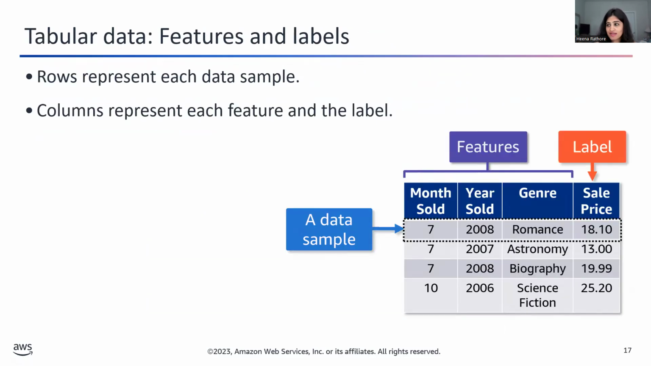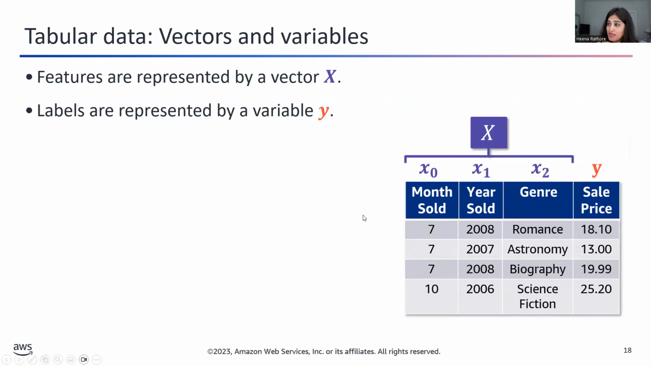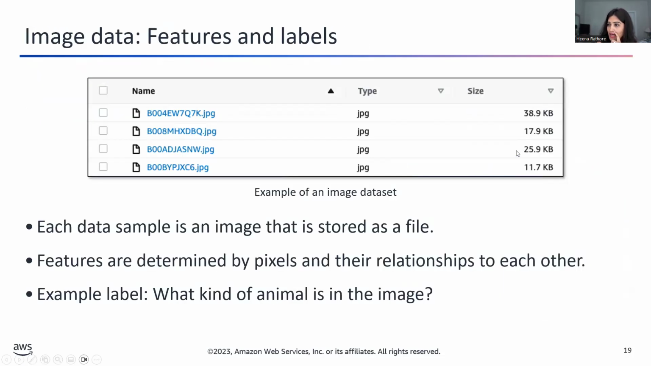In the case of tabular data, the features are represented in the form of columns, and the row represents a data sample, very similar to the book pricing problem that we were discussing. A vector would be a collection of these features, which are these columns. So X0, X1, and X2 would be a combination of features, represented as a vector, and the label is associated with a lowercase y.